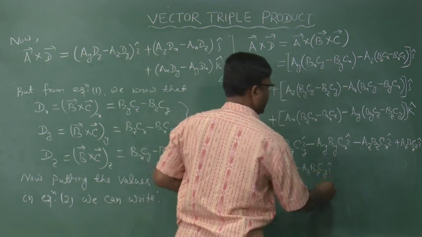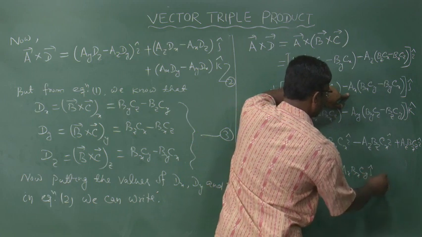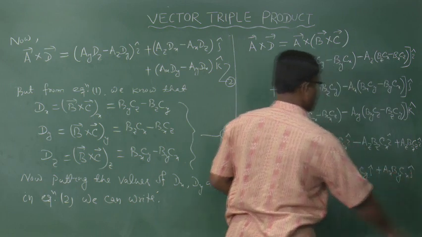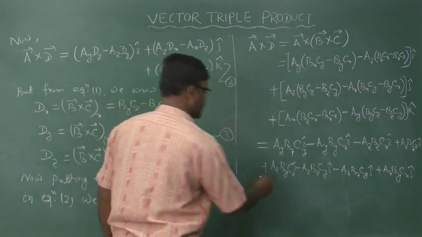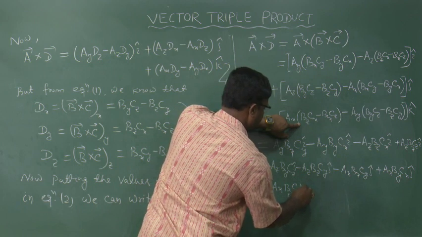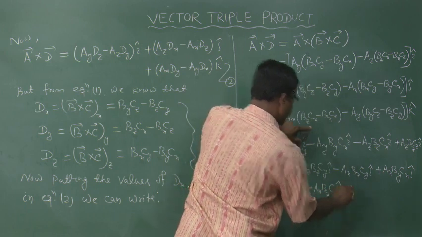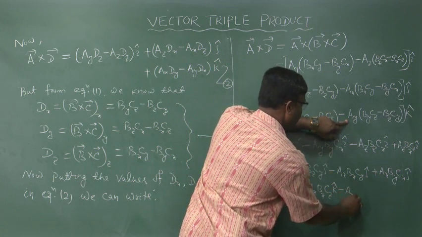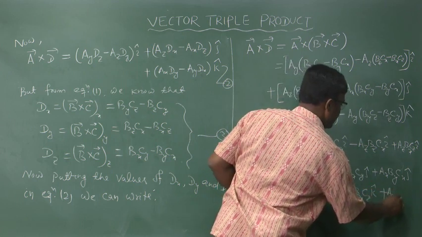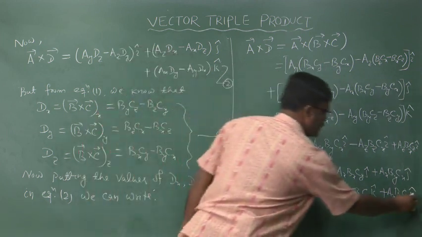it is J cap, minus Ax Bx Cy J cap plus Ax By Cx J cap, and finally this term can be expanded as plus Ax Bz Cx K cap minus Ax Bx Cz K cap minus Ay By Cz K cap plus Ay Bz Cy K cap. Let us write this as equation 4.